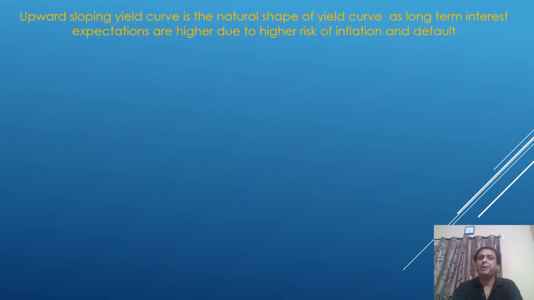Now, the upward sloping yield curve is the natural shape of the yield curve as the long-term interest rate expectations are higher due to higher risk of inflation and default.